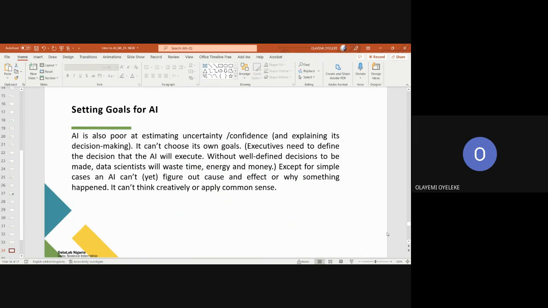So let's see this. Setting goals for AI. AI is poor at estimating uncertainty and confidence and explaining its decision making. What we mean by this is not that it's poor in prediction, but that it cannot choose its own goals. It cannot set that dividing line between uncertainty and confidence. So it's only human beings that can do that. Executives now need to define the decision that the AI will execute.